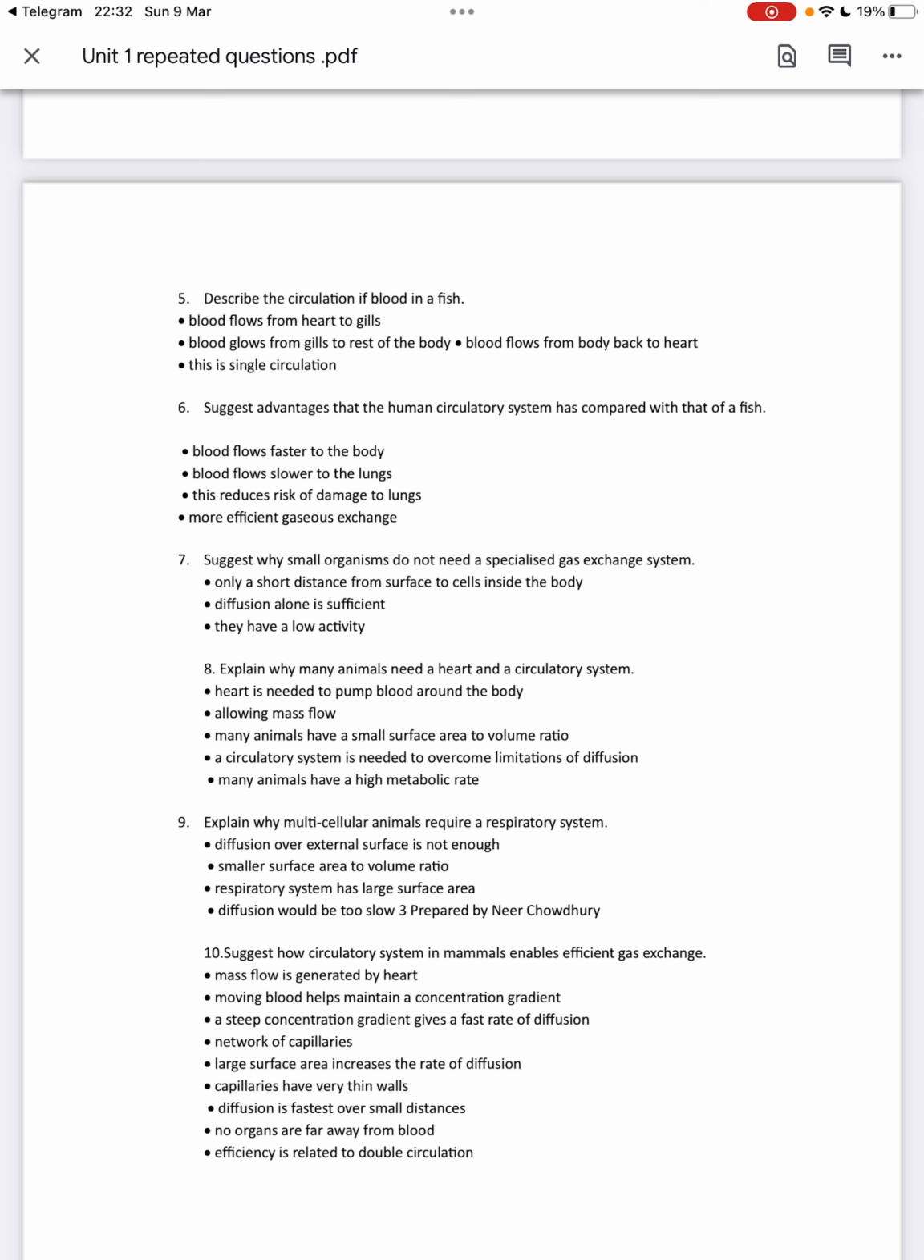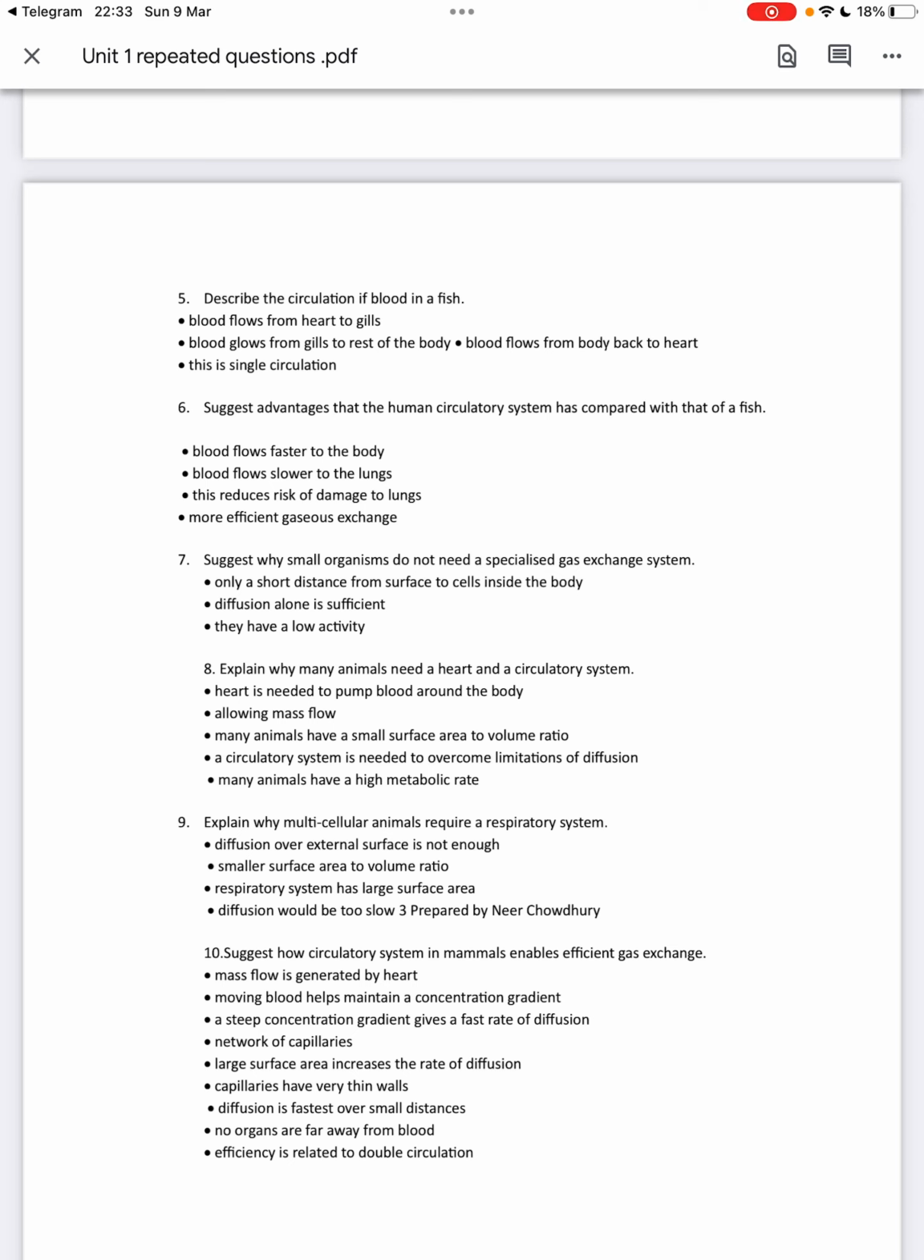More efficient gas exchange. Suggest why small organisms do not need a specialized gas exchange system. Because there is only a short distance from source to cells inside the body. Diffusion alone is sufficient. They have a low activity. Question number 8. Explain why many animals need a heart and a circulatory system. The heart is needed to pump blood around the body, allowing mass flow. Many animals have a small surface area to volume ratio. The circulatory system is needed to overcome limitations of diffusion.